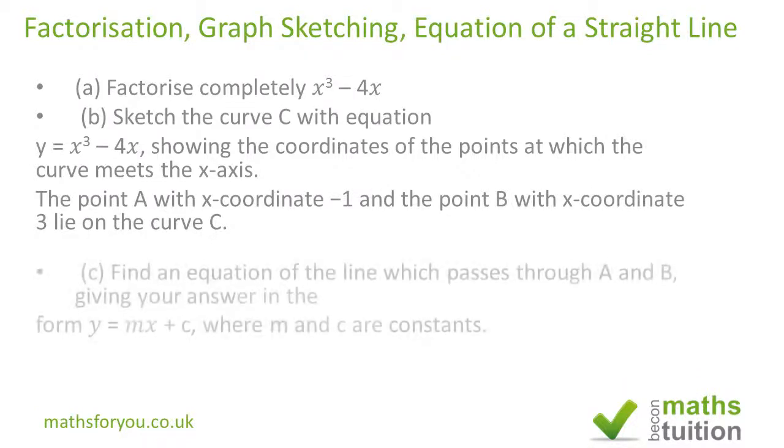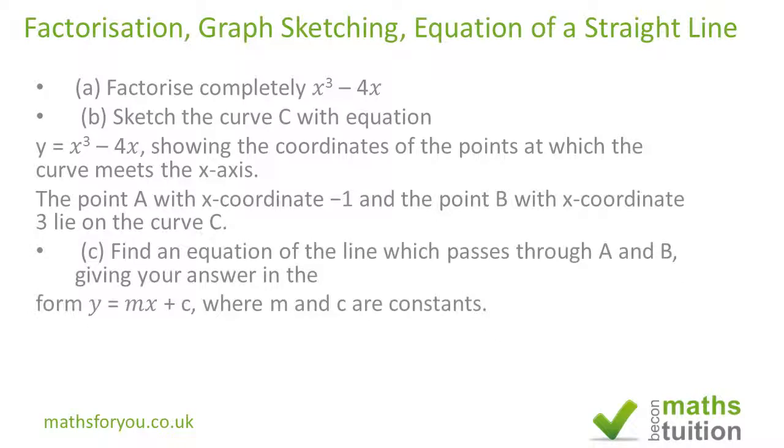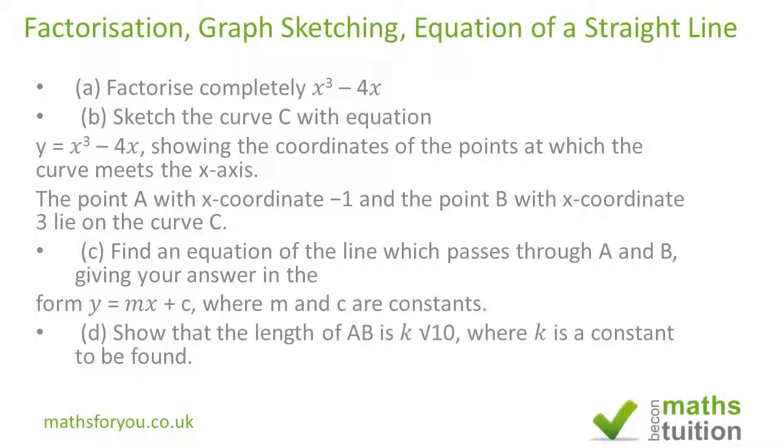Secondly, we're asked to find the equation of the line which passes through A and B, giving the answer in the form y equals mx plus c, where m and c are constants. For some of our continental friends or American friends, this will probably be y equals mx plus b. Then we're supposed to show that the length of AB is k root 10, where k is a constant to be found.